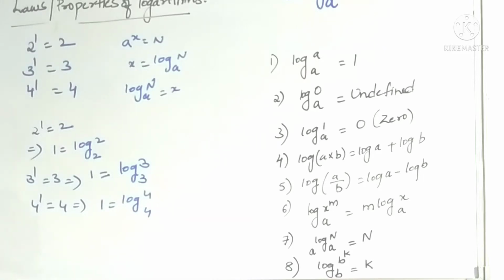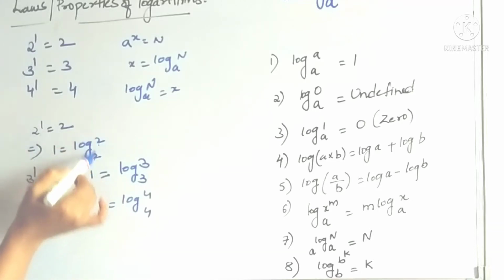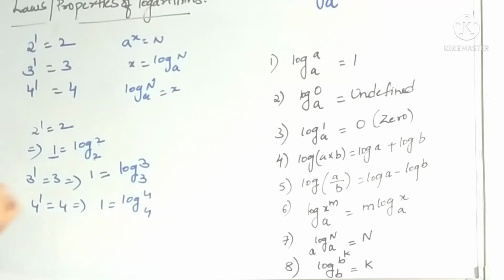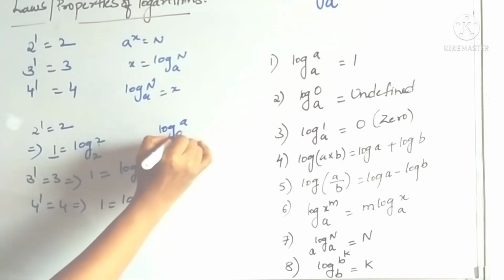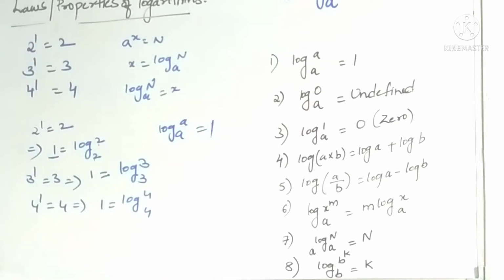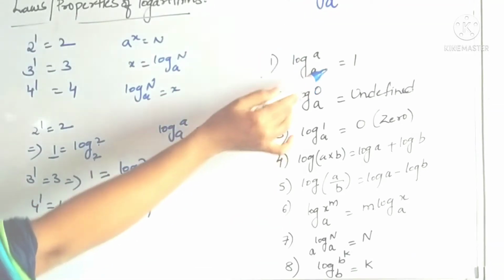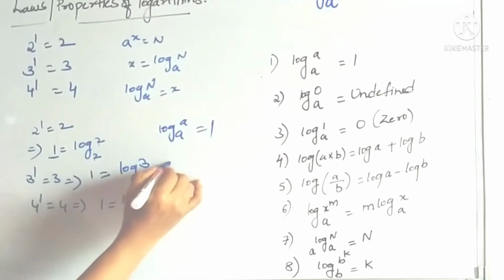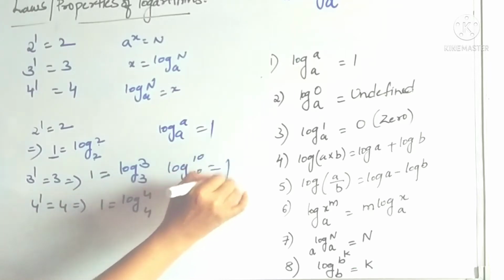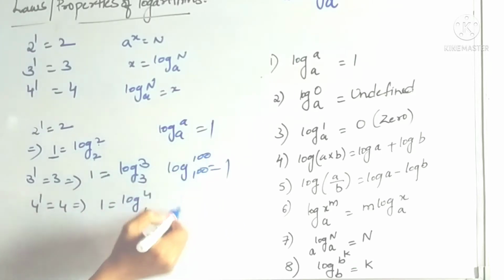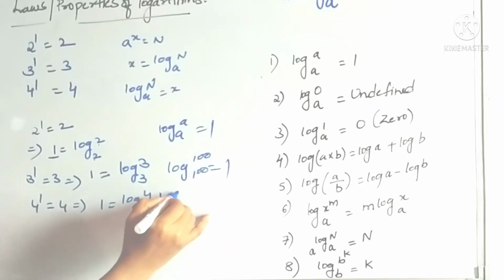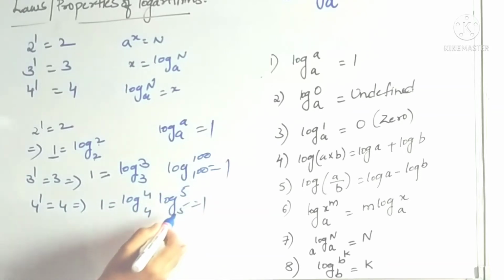So if you observe these three, if base and the number here is the same, the value will become 1. Log 3 base 3, 1. Log 4 base 4, 1. So if we generalize, we can write log a to the base a is 1. So that is our first one. Log a base a is equal to 1. So what is the value of log 10 base 10? 1. What is the value of log 100 base 100? 1. What is the value of log 5 base 5? 1. The base and the number in the logarithm is same, then the value is 1.